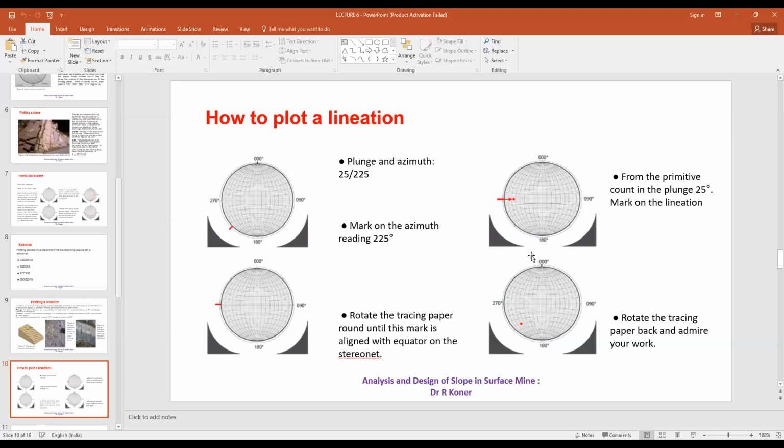Sir, please repeat. While we are plotting a plane, first we plot a strike line and then we rotate it with the true north, but here we first plot the azimuth and then we rotate to the equator, so we again coincide with the equator. So this is the difference between the two.